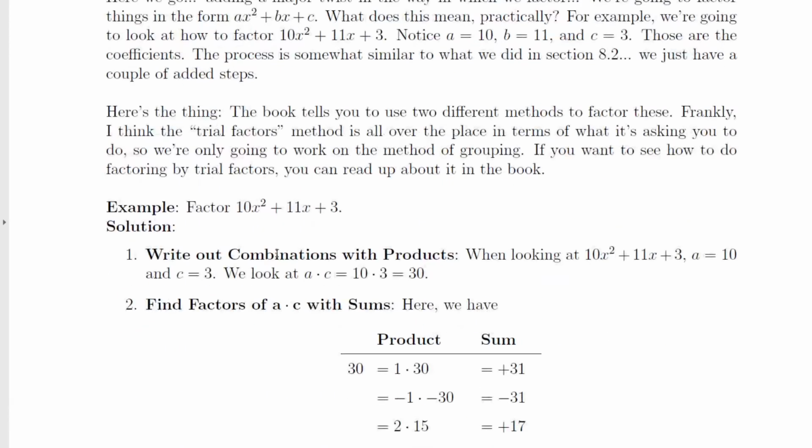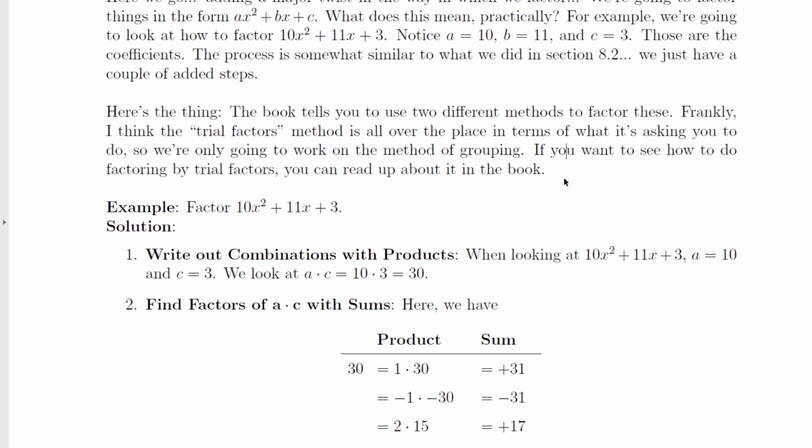Now here, I do need to point something out. I added a little note here. The book shows two different ways to do this. I'm only going to use the grouping method, and the reason why is because the trial method is just kind of randomly guessing. There's really not a whole lot of math to it, and frankly, I get more confused by that method than I do by going through the grouping method. The reality is you're not going to ever be asked to do it by trials. You'll always be asked to do it by grouping in future classes.